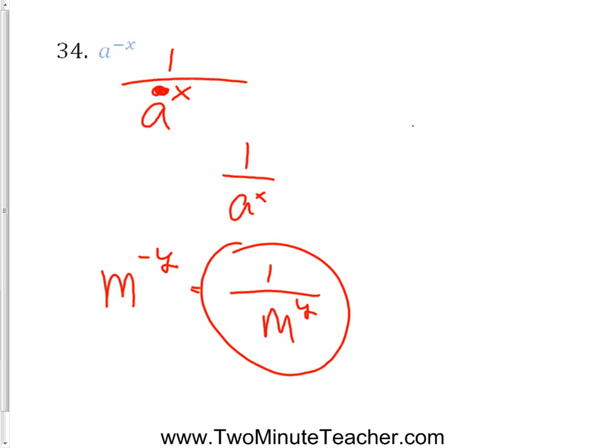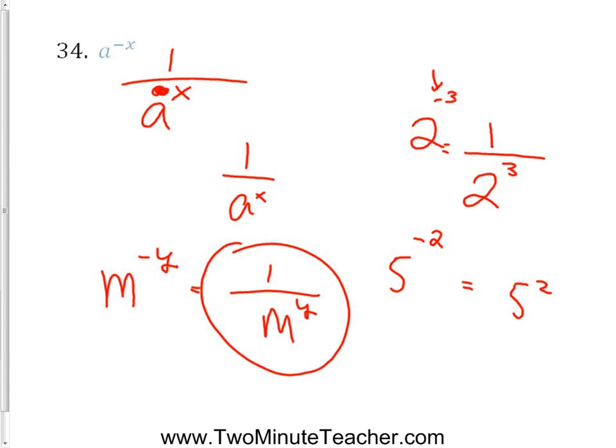All right. More commonly you see with numbers, let's say I have 2 to the negative third. Then I'd have 2 to the third. And what does that negative do? It puts 1 over it. Okay, so there's another example problem. Or 5 to the negative second power, that's 5 to the second, and the negative puts a 1 over it. All right, moving on.